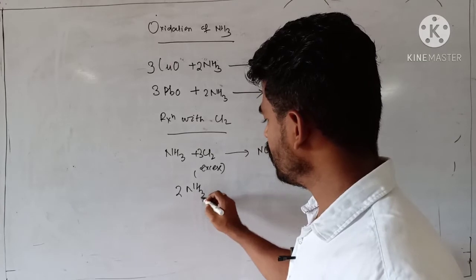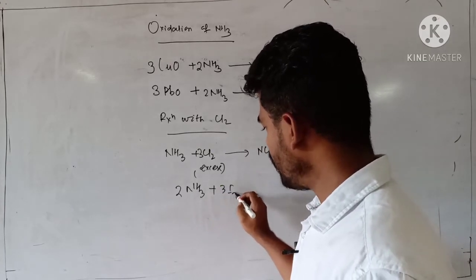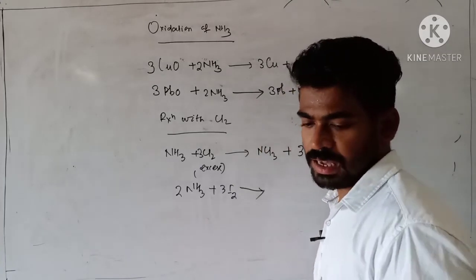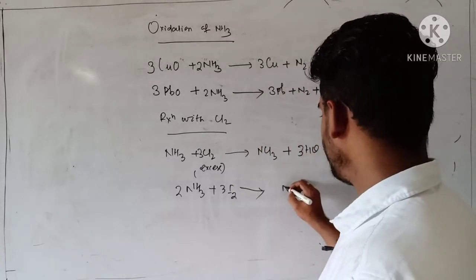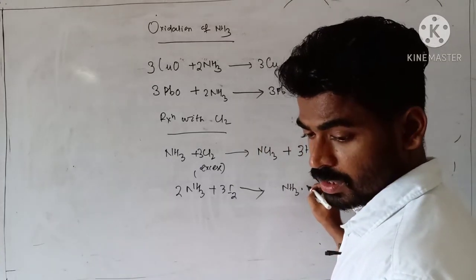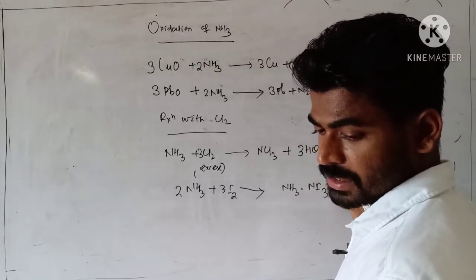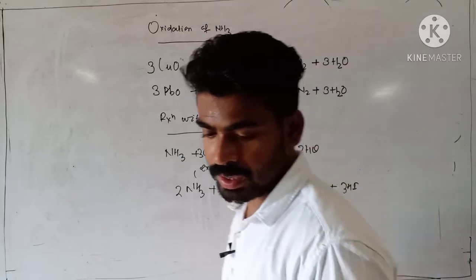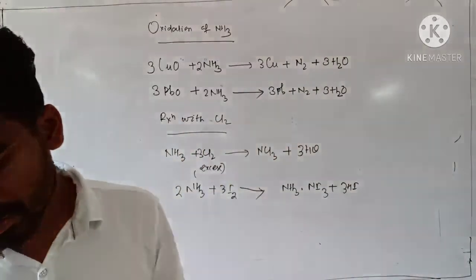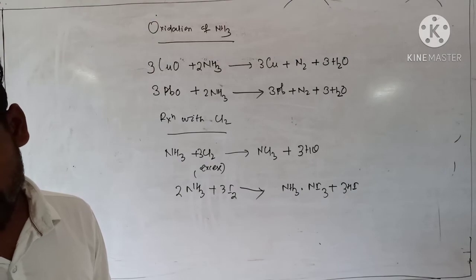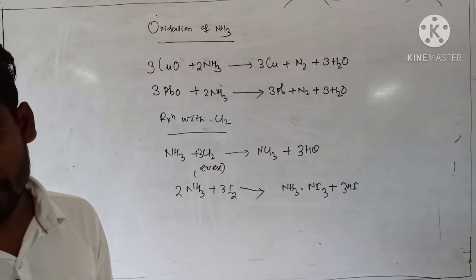Next, if you treat ammonia with iodine, that will be 2NH3 plus 3I2, then an addition product is formed, NH3·NI3 plus 3HI. This ammoniated nitrogen iodide is formed, and it explodes readily on drying.